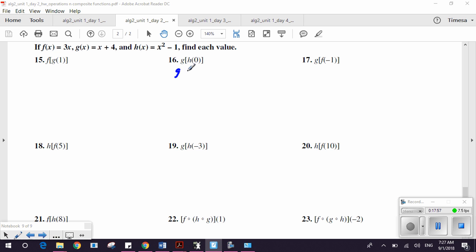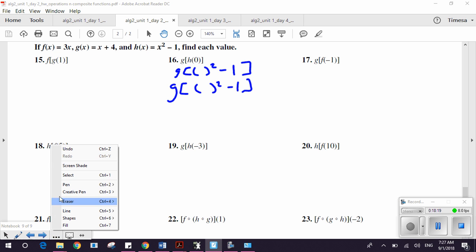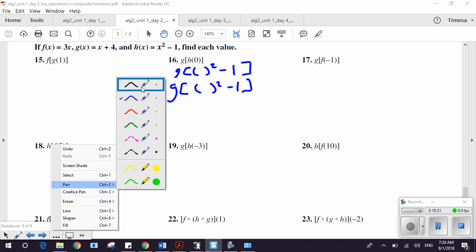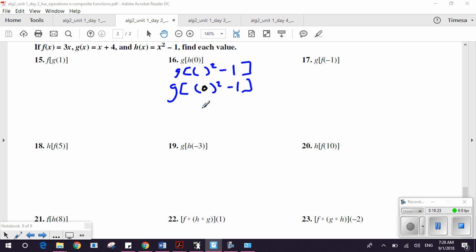So let's bring down g, brackets. h of 0 means to substitute 0 in place of x. So let's do that. We're going to open up our parentheses, squared minus 1. Bring down our g. In parentheses, we're going to fill it with 0. So 0 squared minus 1 is negative 1.